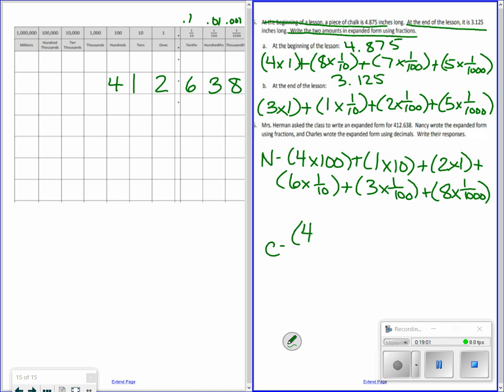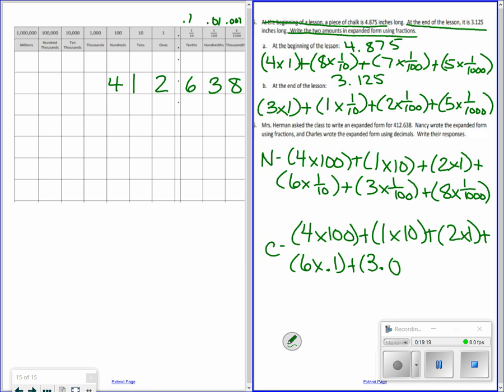Charles, 4 times 100. 1 times 10. 2 times 1. Then with these, it would be the decimals. 6 times 1/10. 3 times, do that. 8 times that. Still not subtracting anything because that's not what we're doing right now.